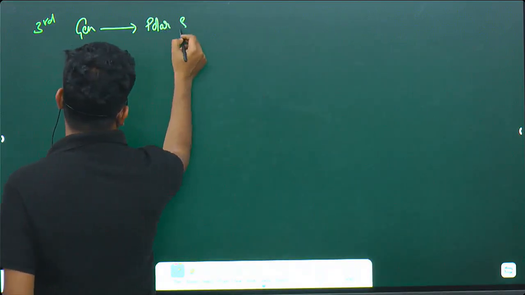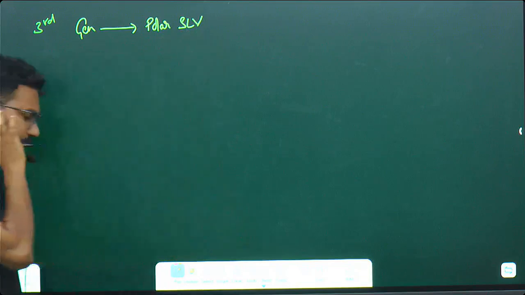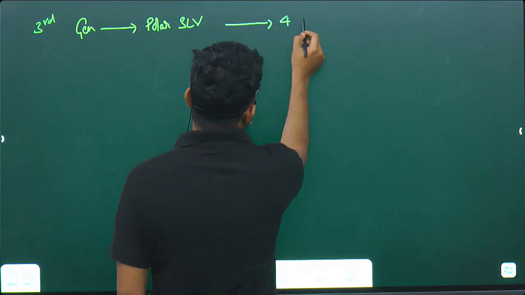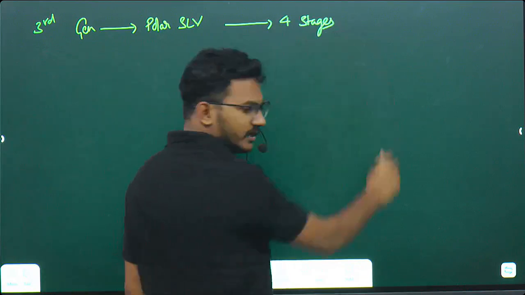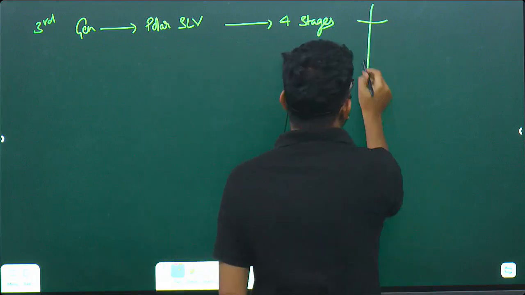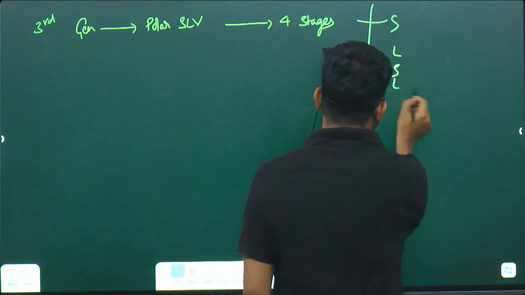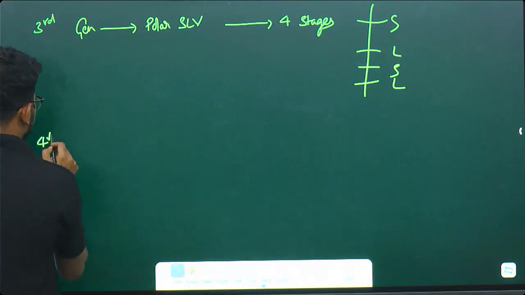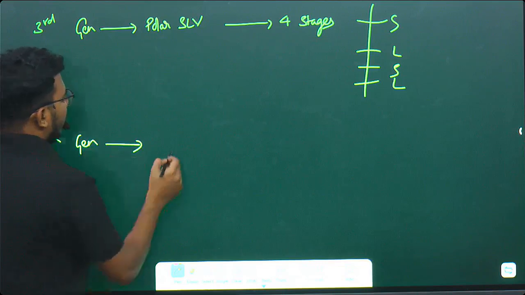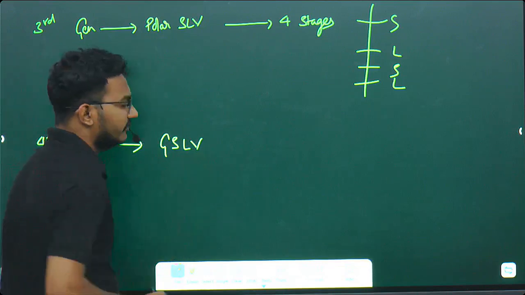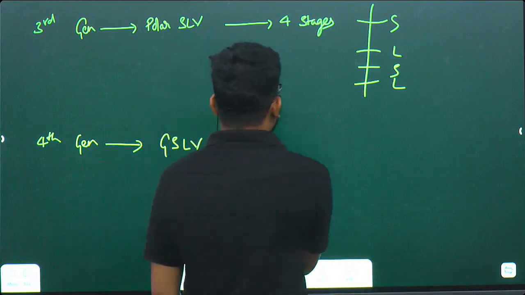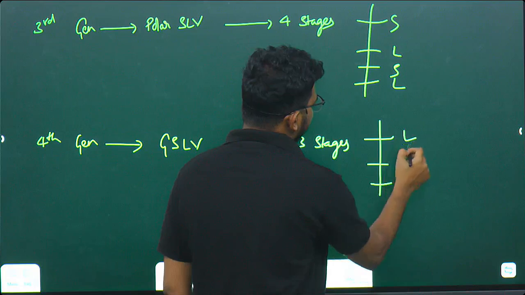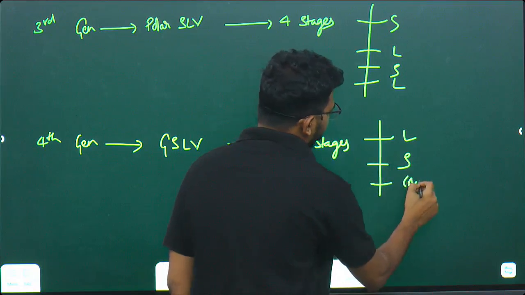Now, third generation, polar satellite launch vehicle. It has four stages: solid, liquid, solid, liquid. Then we entered into the fourth generation, GSLV, geostationary satellite launching vehicle. Here we have three stages: liquid, solid, and then cryogenic.